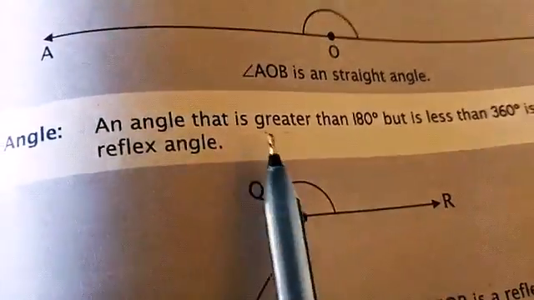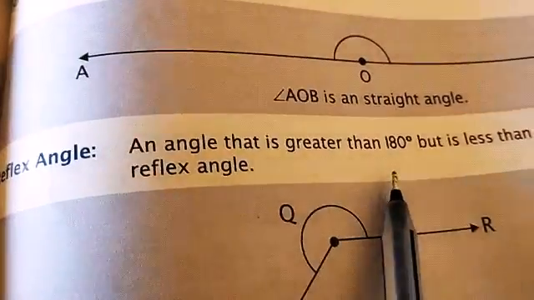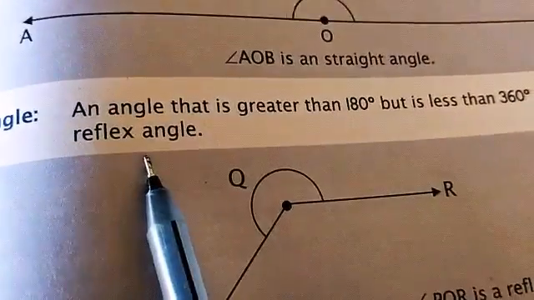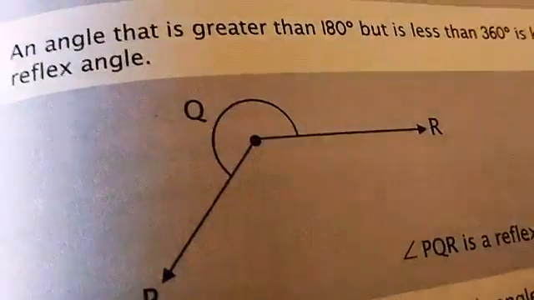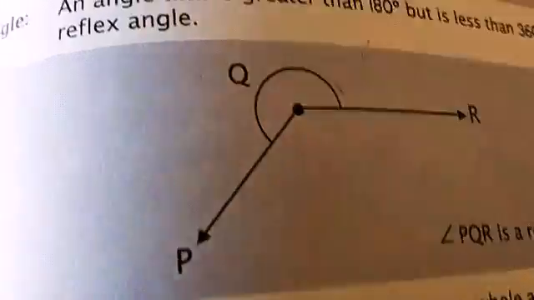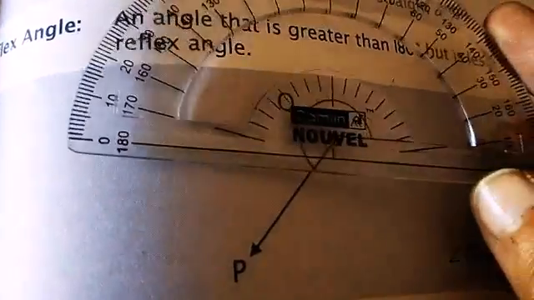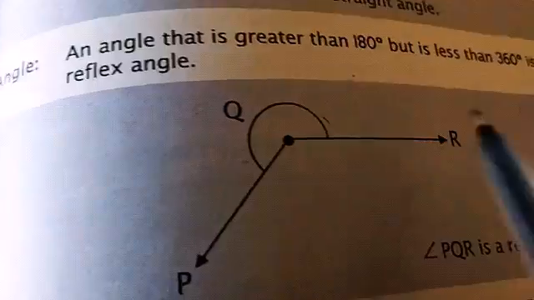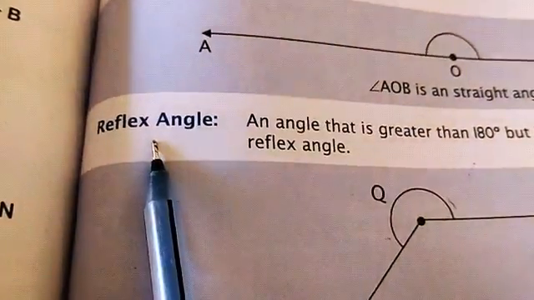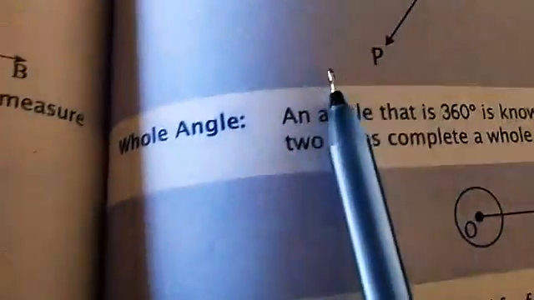An angle that is greater than 180 but less than 360 is known as reflex angle. Look, what is this angle? Look, this curve you can see. This is more than 180. So this is more than your 180, but it is less than 360. Then this type of angles are called reflex angle.